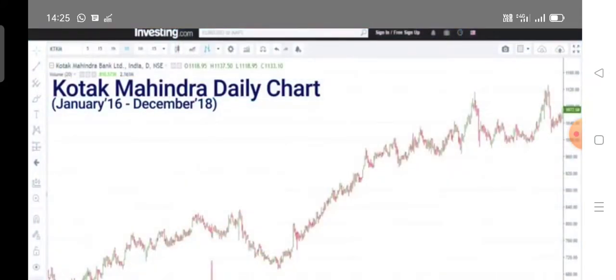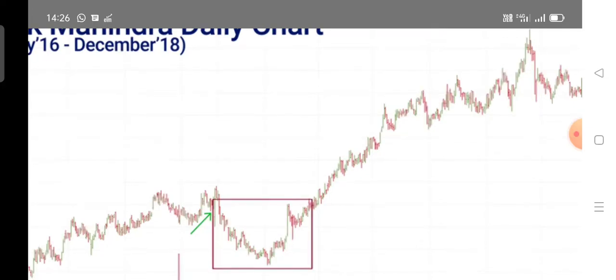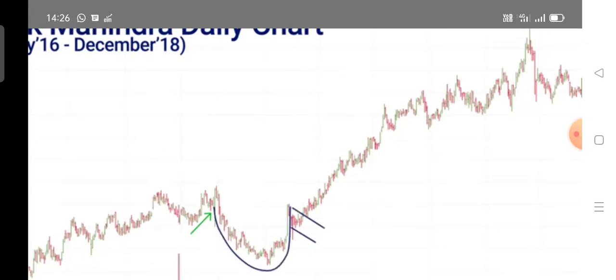Here we are looking at the Kotak Mahindra Bank chart. Here you see first there was an up move and then a corrective phase started, and this is a perfect cup and handle pattern. As you can see, there was a rounding cup formation here, and then a correction in the downward direction, and there was a break of this handle on the upside and eventually out of the above surface also, and then the price moved like anything.